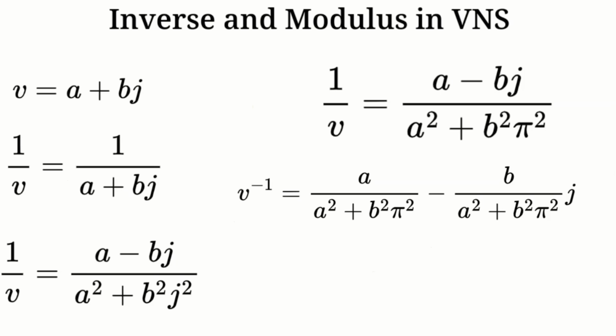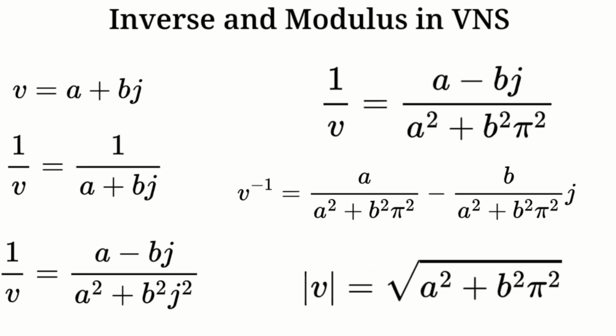Modulus in the virtual system. The modulus of v equals a plus bj is defined as the square root of a² + b²π². Notice how the π² factor appears, making it different from the complex modulus.